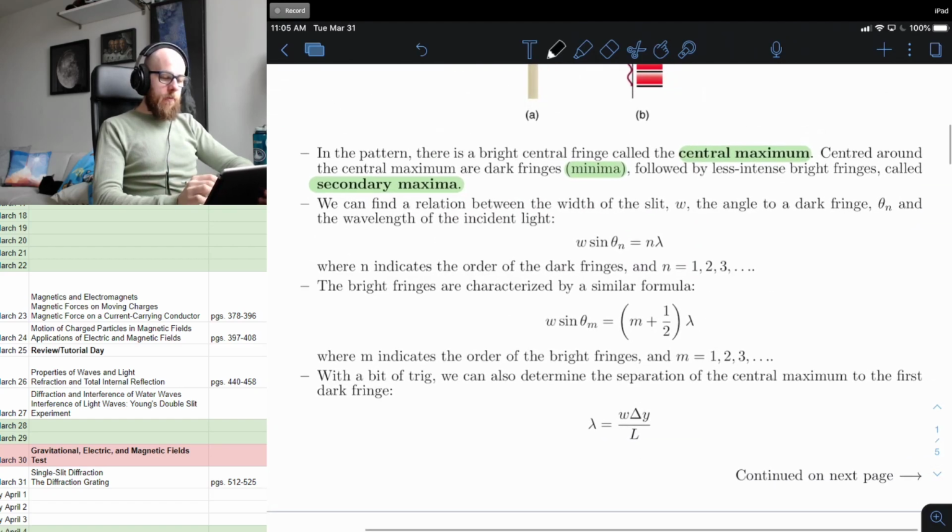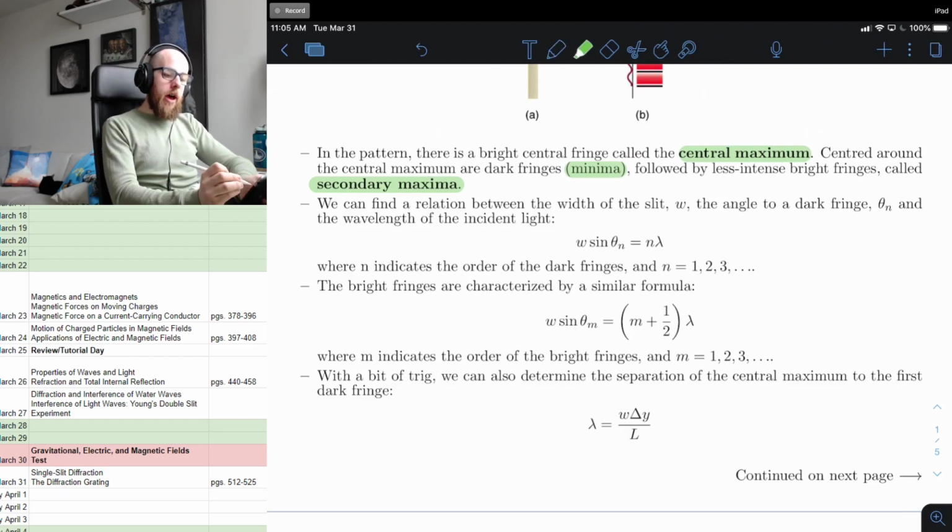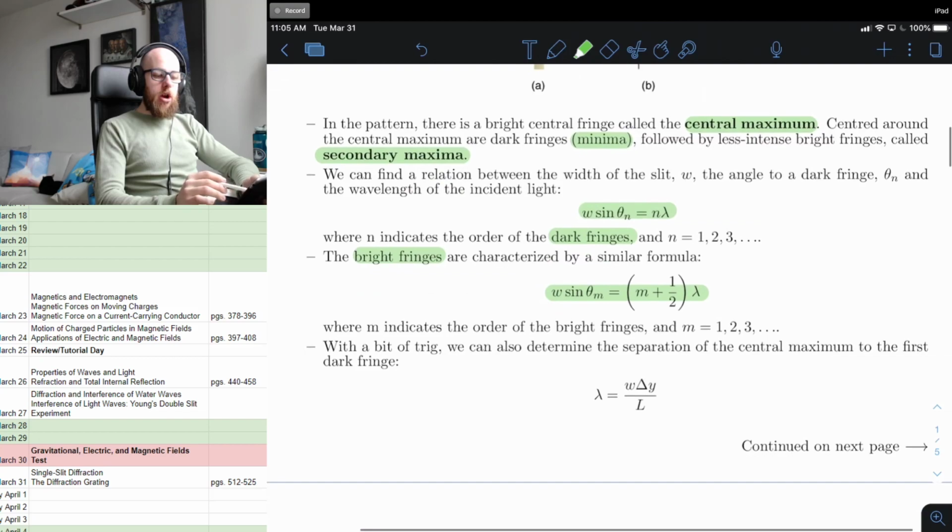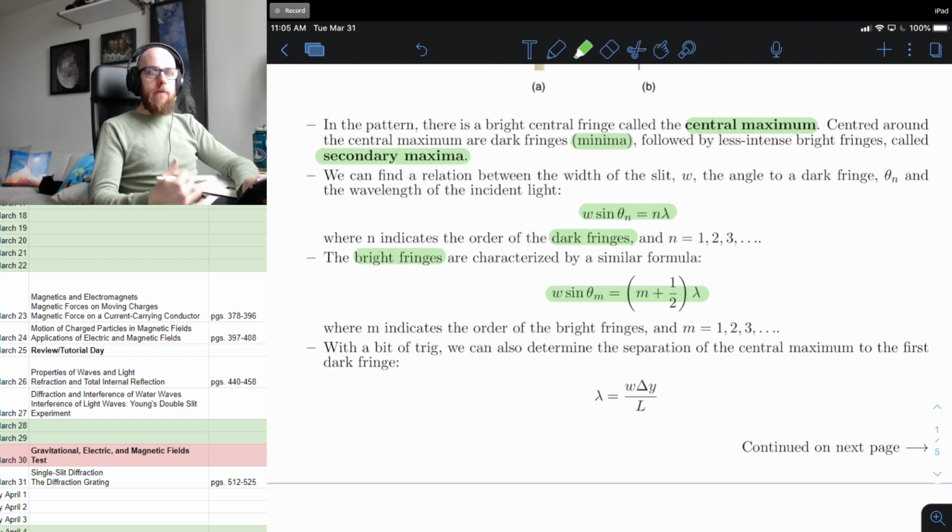These first two formulas describe where we would find the dark fringes and the bright fringes. The first formula is for dark fringes. The second formula is for the bright fringes. Very similar formulas. The right-hand sides of these formulas represent the path length difference. Notice that the dark fringes have integer wavelengths for the path length difference, whereas the bright fringes have half-integer wavelengths for the path length difference.